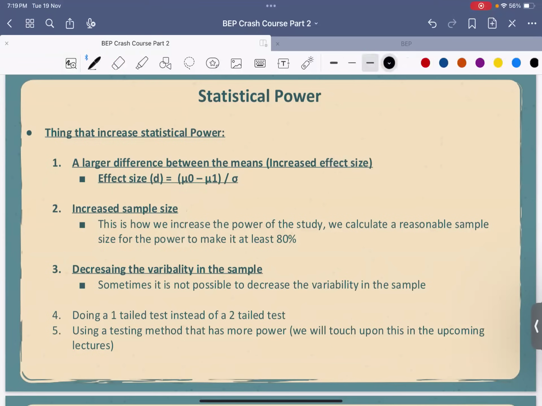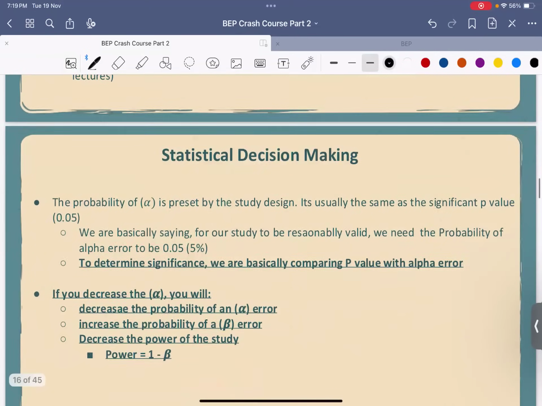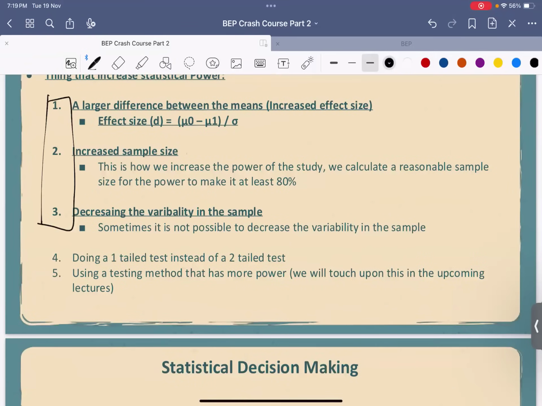Okay, now these aren't very important. I just put them there for completion's sake. You can read them in your own time, but they're not important at all. Okay, these three are very important.